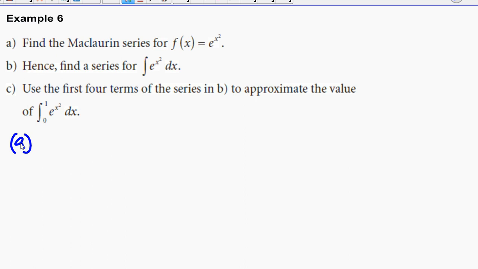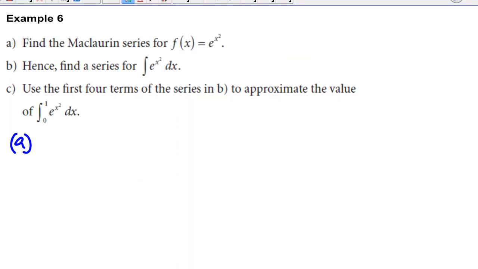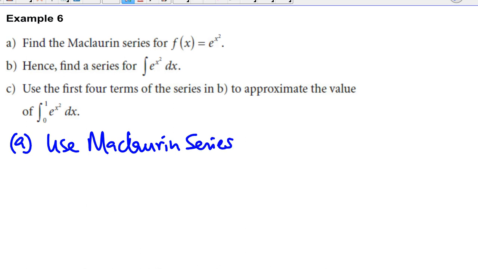Now, we are going to use the Maclaurin series for e to power x. The Maclaurin series for e to power x is in your formula booklet. Okay, that guy. So we are going to use the Maclaurin series for e to power x.